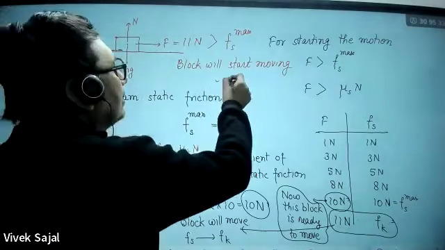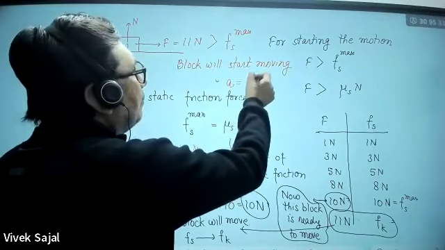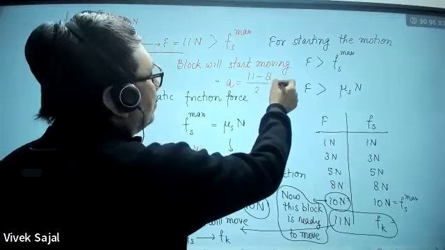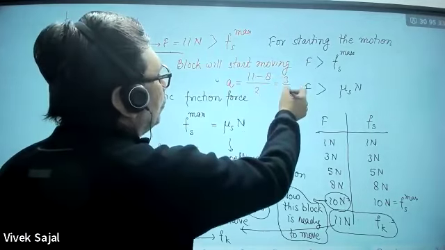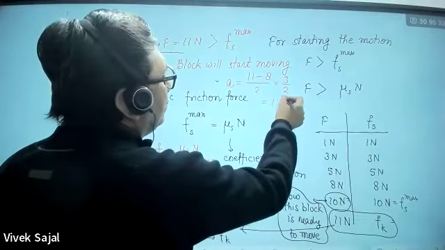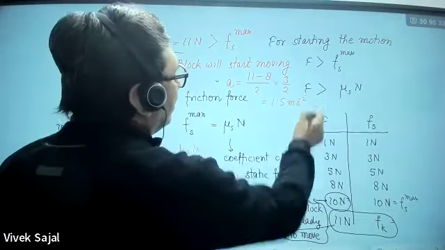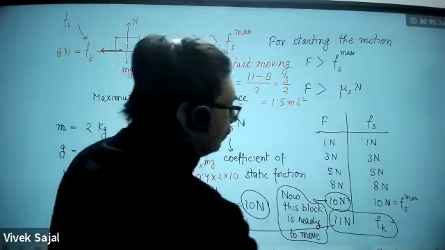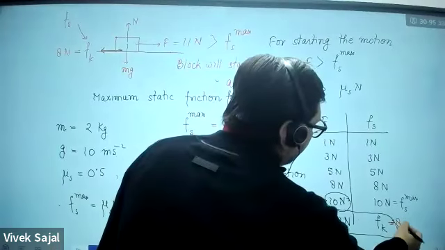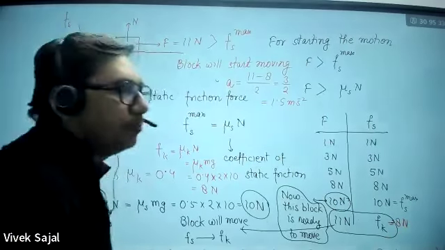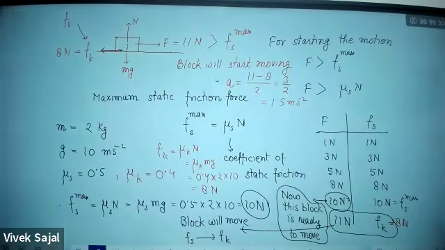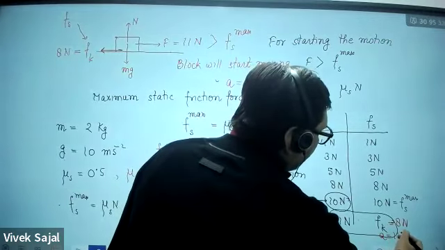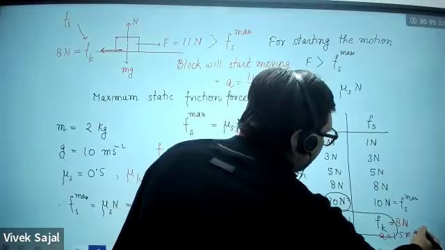So what will be the acceleration here? Acceleration will be 11 minus the opposing force 8, divided by mass, that is 2. So this will be 3 by 2, so 1.5 meter per second square. This will be the acceleration. So with this acceleration it is going to move. The block is moving, kinetic friction of 8 Newton is there, and the acceleration in this case comes out to be 1.5 meter per second square.